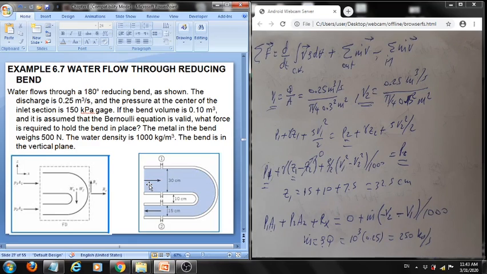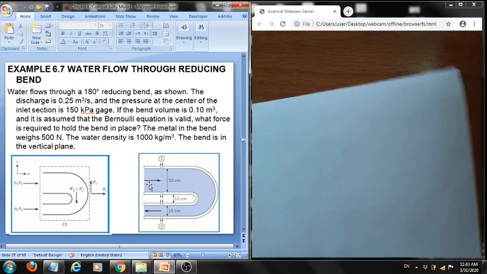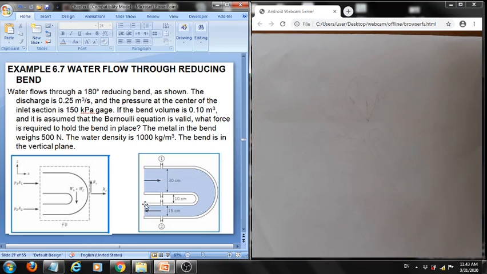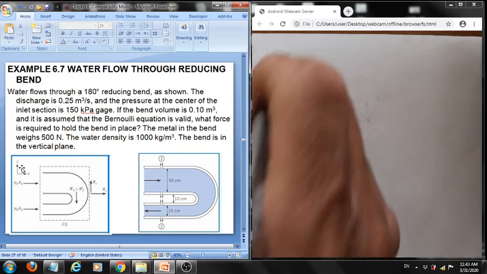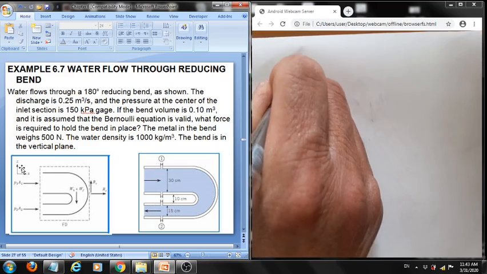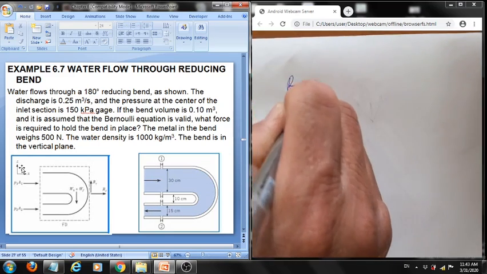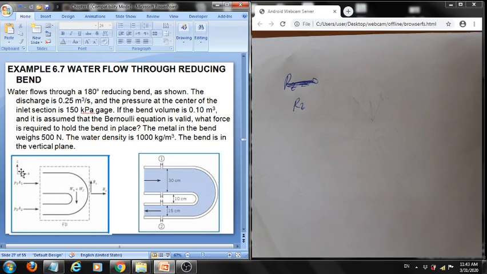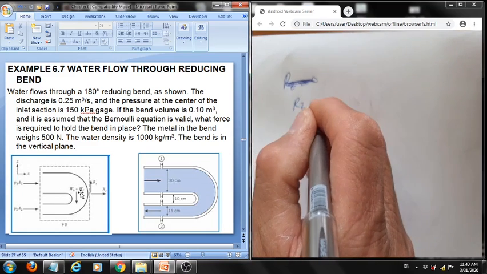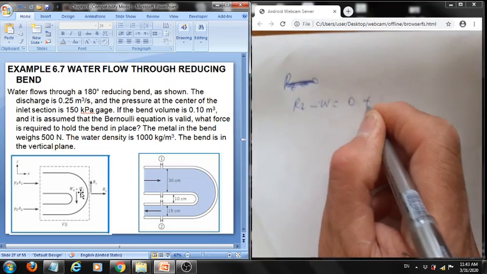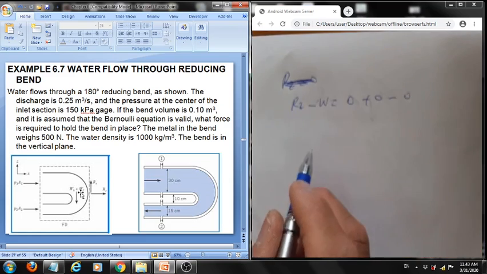Okay, in the z direction, realize we have no flow in this direction, so only force balance. So we have the sum of forces in z equal to 0: Rz in the up direction, weight in the negative direction, equals 0 plus 0 minus 0.